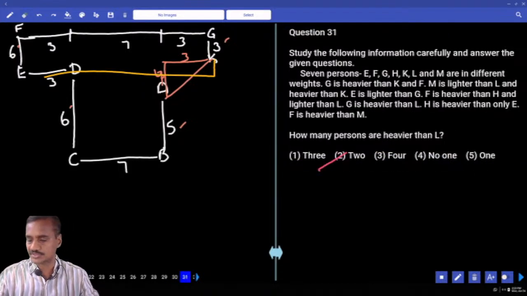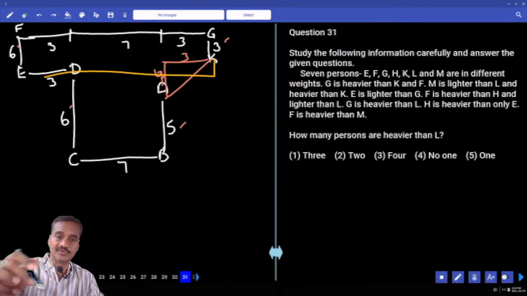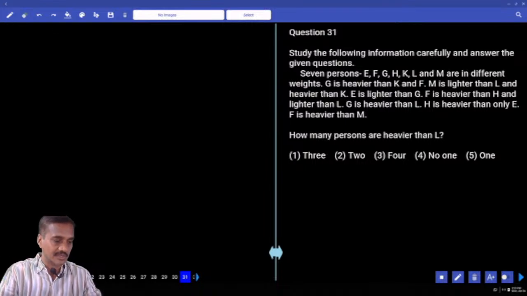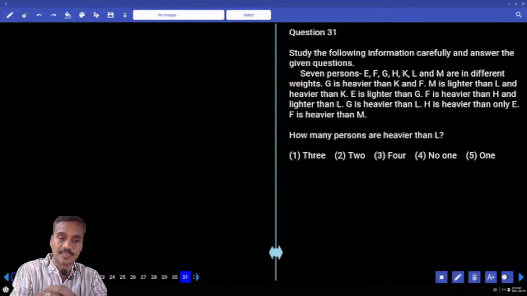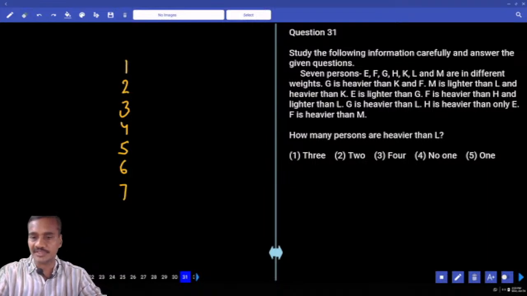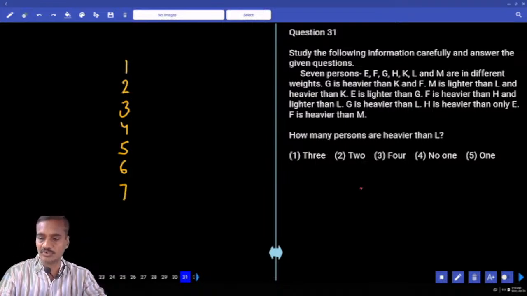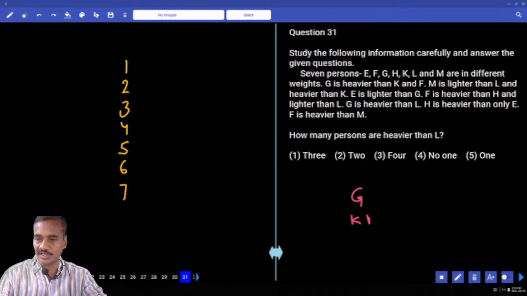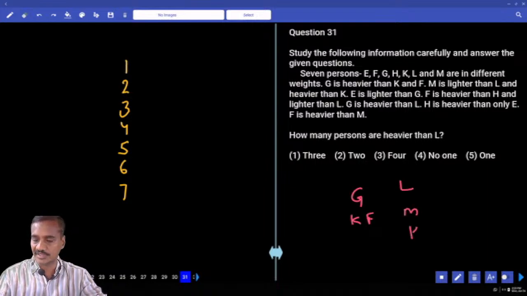Then 31 onwards. Now 7 persons in different weights and comparison. And 4 questions were given under this one. 7 persons, 1, 2, 3, 4, 5, 6, 7. Now these 7 persons are being compared in their weights. G is heavier than K and F. M is lighter than L, and heavier than K. And E is lighter than G. Now this E is lighter than G.